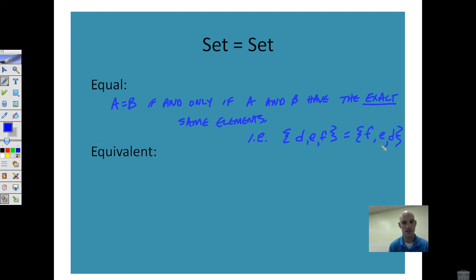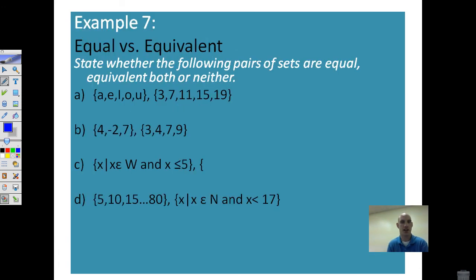Sets are equivalent, so A is equivalent to B if they have the same number of elements. So if they have the same number of elements, so for example, if 2 things each have 4 elements, their cardinality is the same, then they're equivalent. Not equal, but equivalent. Alright, so that's just general set things.